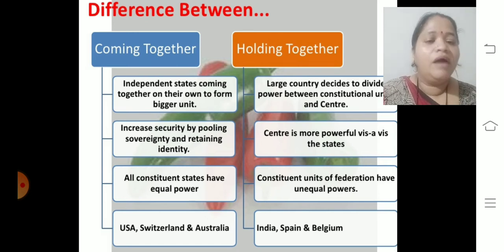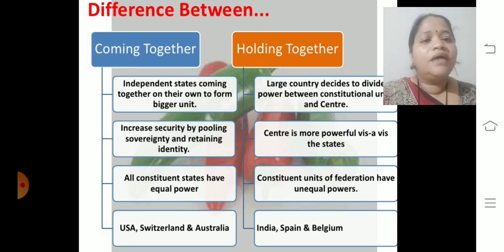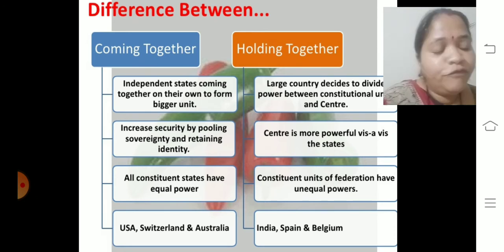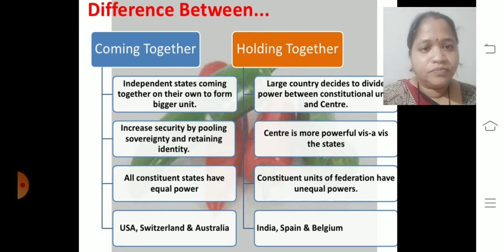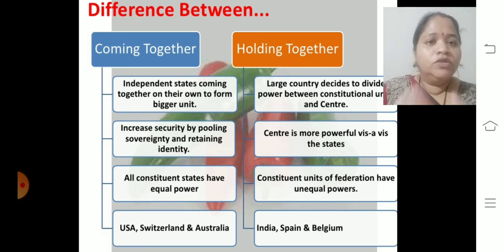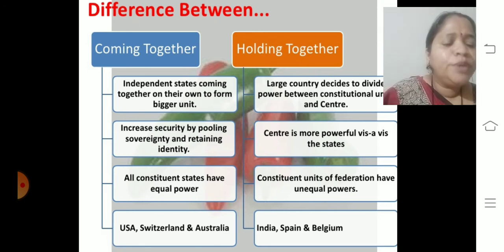We are talking about which places? Places like the USA, Switzerland and Australia, where the subunits, the states, work independently, and equal power is there in every state of these countries. So here every state enjoys equal power and they are not answerable to the central government. Getting it? So this type of government is what? Coming together.